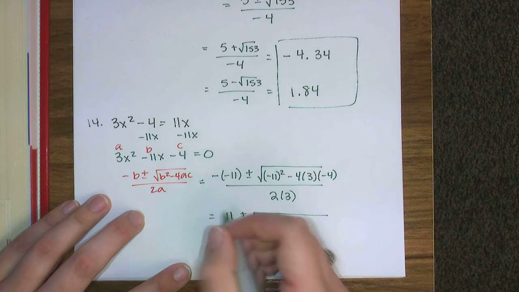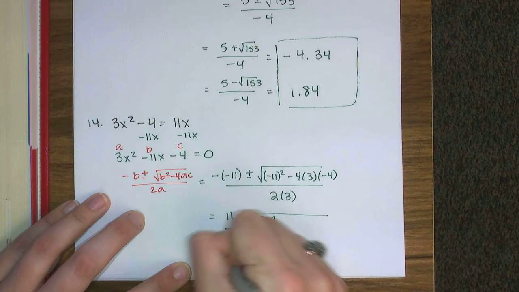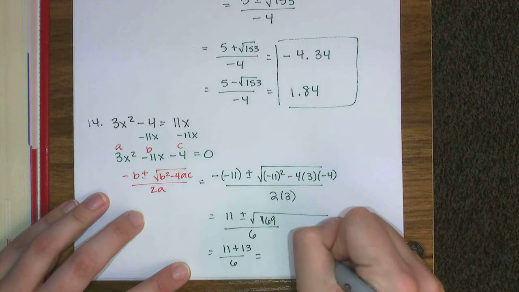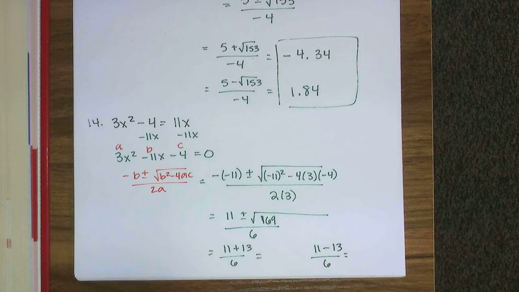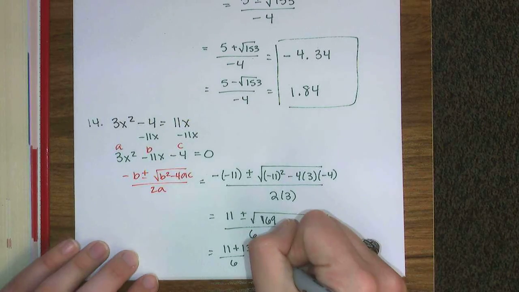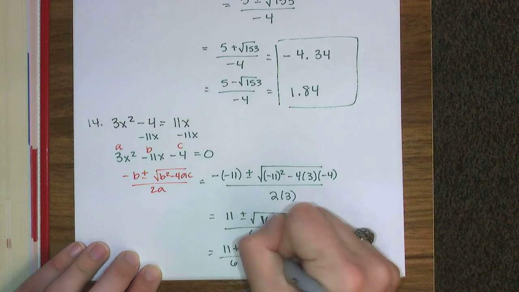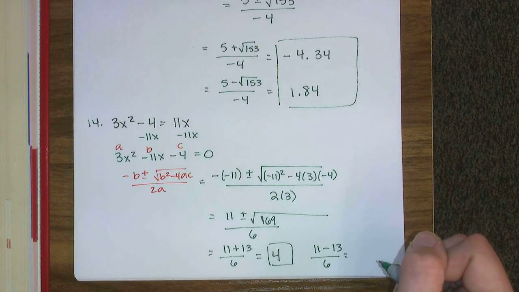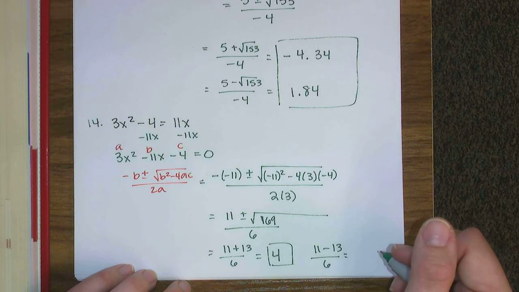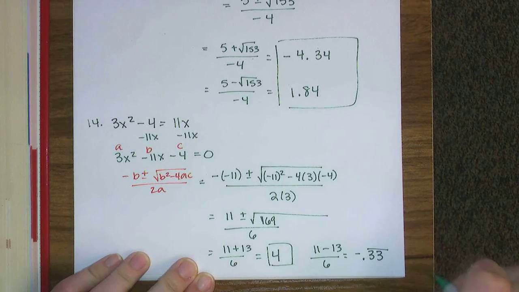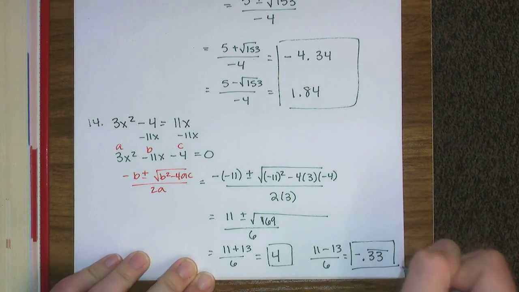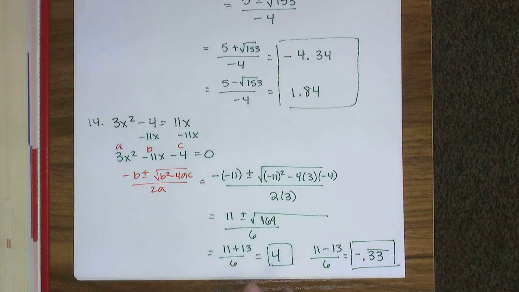Which is equal to, or 11 minus 13 over 6, which is equal to something. So 11 plus 13, 24 divided by 6 is 4. So that's one answer. The other answer, 11 minus 13 divided by 6 is, so in this case, it's minus 0.33, and it's repeating, so I'm going to put the bar over it, because that's negative 2 over 6, which is negative 1/3, or negative 0.33 repeating. Okay, so again, 2 answers.